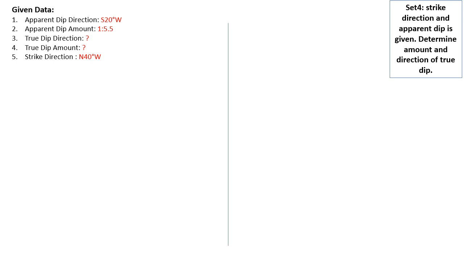Okay, so first we will draw north south east west line meeting at point O. Then we'll take the scale as 1:1. Okay, so because 5.5 is the maximum distance, so we will take the scale as it is. 1 unit is 1 centimeter. So we will solve first. What is given? The apparent depth direction is given, that is south 20° west, and amount is given 1:5.5, plus the strike direction is given, that is north 40° west.